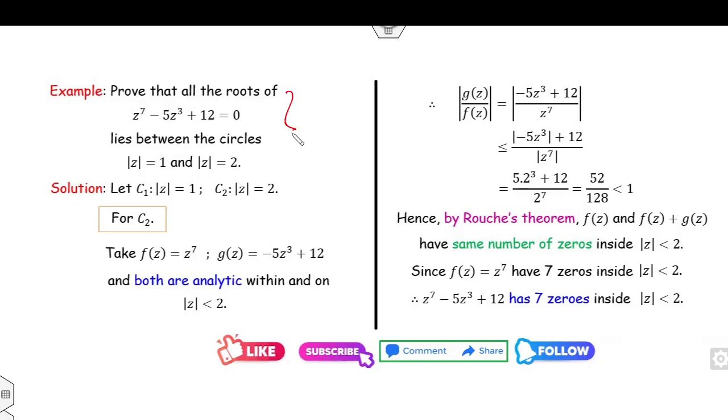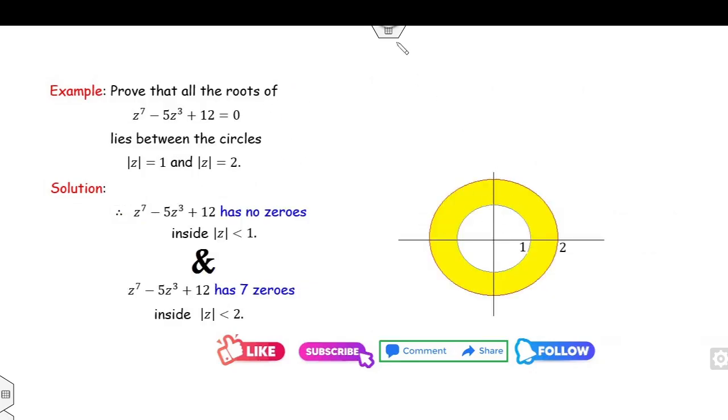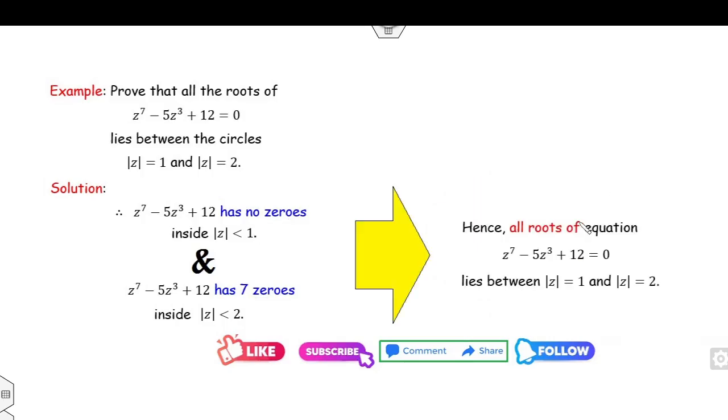But you can see what the statement says, as I proved: how many zeros are less than 1, there are no zeros. How many zeros are less than 2, there are 7 zeros. What does it imply? Can you find the number of zeros which lie in the yellow colored region? You can see 7 minus 0. So that means 7 roots are there, and this equation has a total of 7 zeros. All the roots lie between 1 and 2.